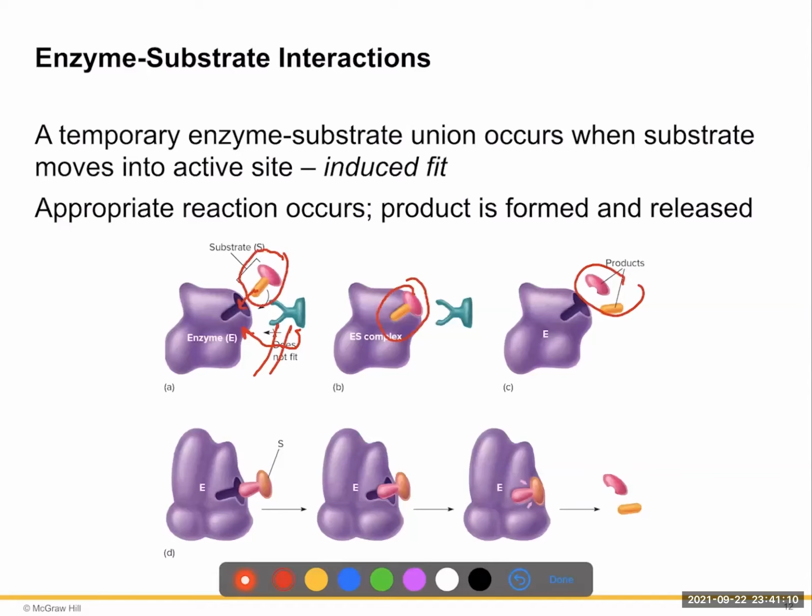Okay. So a temporary enzyme substrate union occurs. Here's your union as it comes in. The substrate moves to the active site. It's called an induced fit. The reaction occurs, the product is formed and then released. Okay. The substrate binds, forms a temporary union, a chemical reaction occurs, and the products are released.